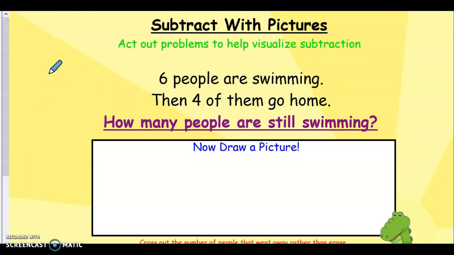Okay. So we're going to start off with subtracting with pictures. This note says act out problems to help visualize subtraction. So if you have anything that you want to work with, your fingers or toys or something to help you see the subtraction. If we were at school, we would have people come up to the front, pretend they are swimming, and then they would go sit down to help us visualize. But if you have any type of manipulative at home that you want to practice with, that's fine.